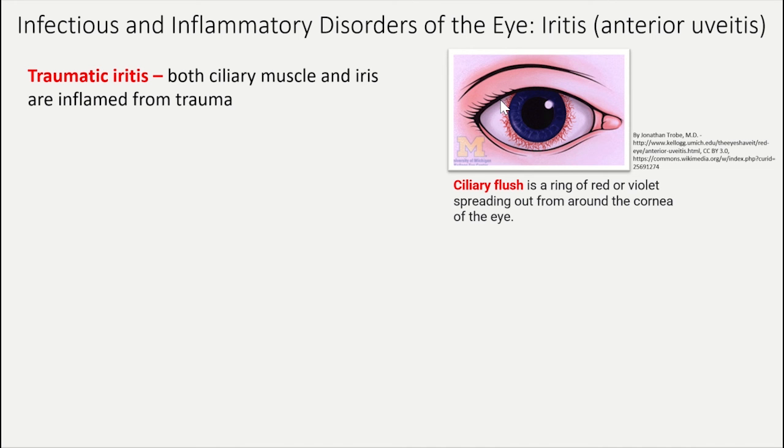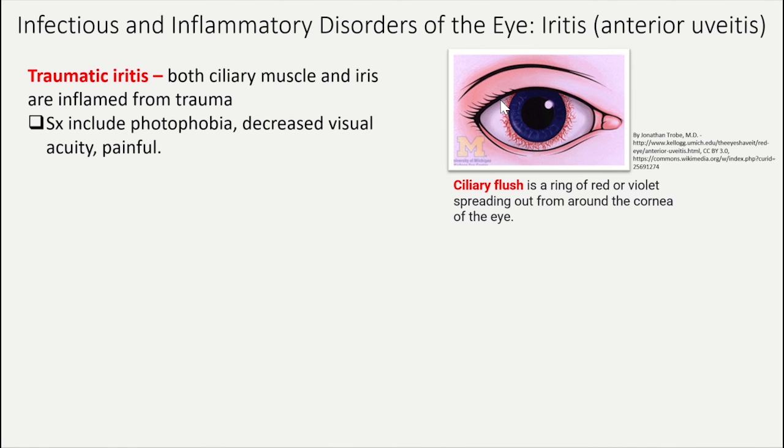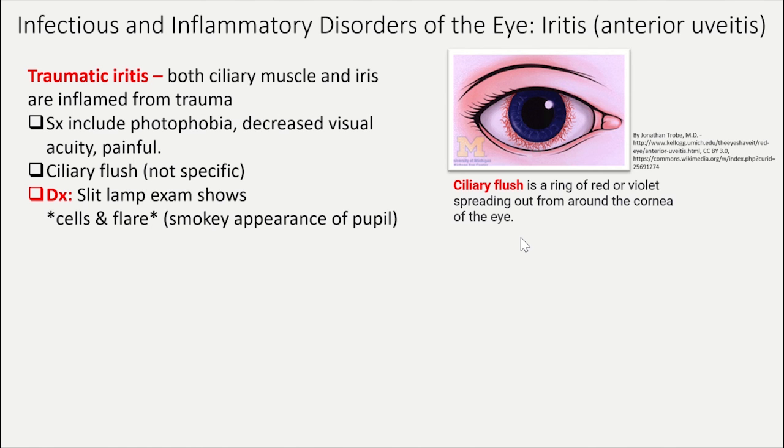We move on to traumatic iritis. It's the ciliary muscles and iris that are inflamed from a trauma, such as being hit in the eye. The symptoms include photophobia, decreased visual acuity, and it's painful. Now, ciliary flush may be present in traumatic iritis. It's a ring of red or violet spreading out from the cornea of the eye.